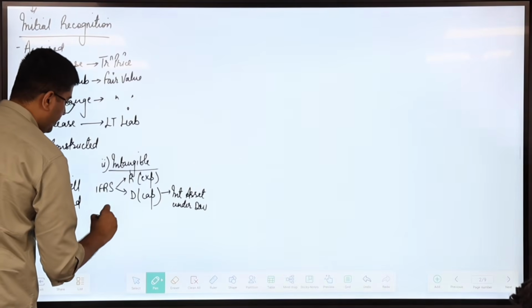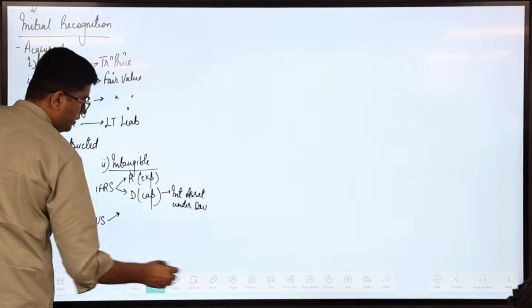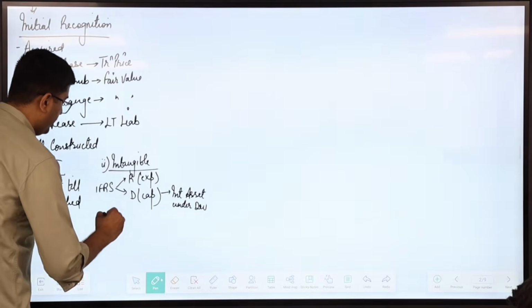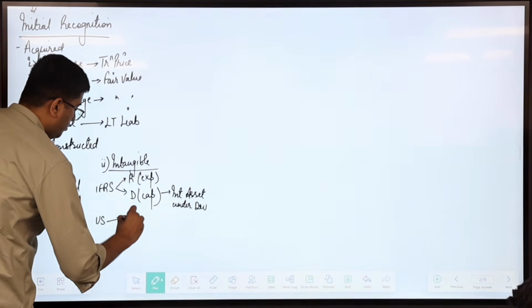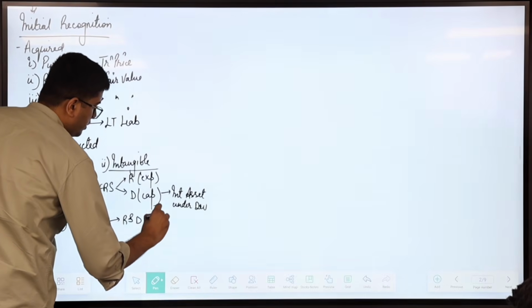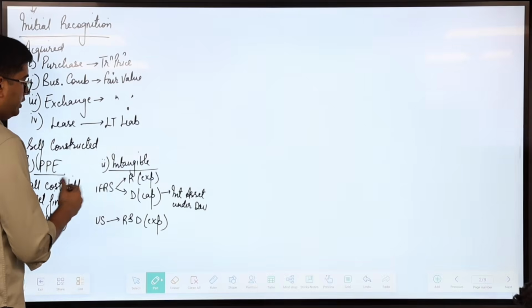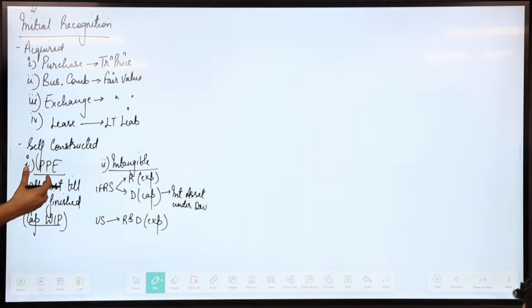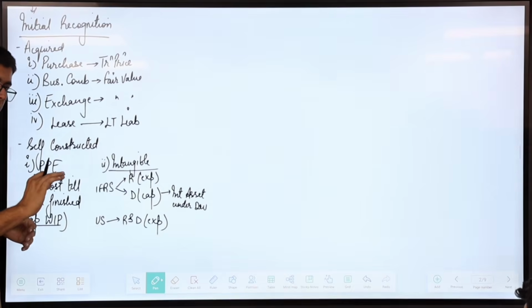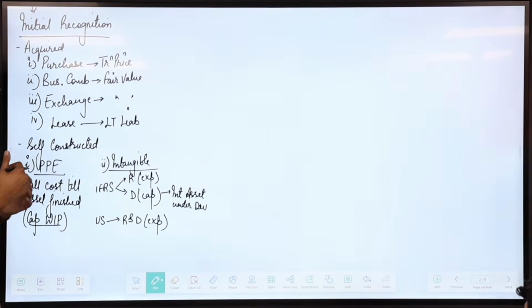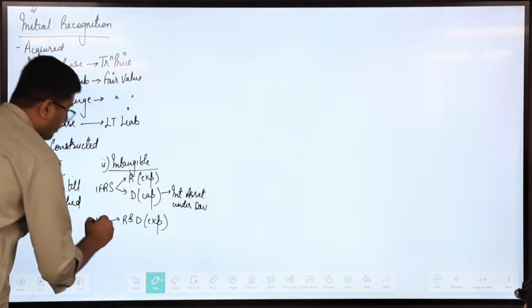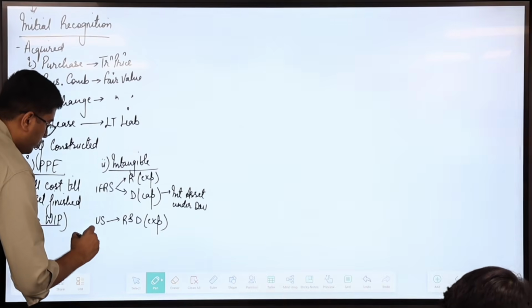US GAAP has a different set of rules. US GAAP says research and development both to be expensed. This is the standard rule for US GAAP. Then because this rule is not very suitable for companies who are operating in the software space, because as per this rule, a company like Google or Microsoft, their intellectual property will have zero value in their financial statements because all the money you're spending is simply an expense. You're not building an asset. So then US GAAP came up with a rule for software.